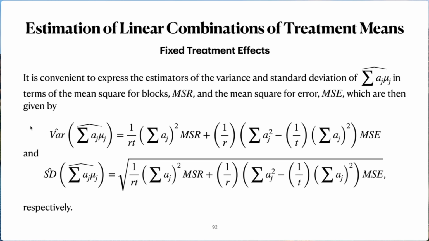Now, it's going to be convenient to re-express these estimators of the variance and the standard deviation of our point estimate of the linear combination in terms of the mean squares that we use to estimate sigma squared sub beta and sigma squared. It'll save us a step in the calculations. And so re-expressing them in terms of the mean square for blocks, MSR, and the mean square error, MSE, we get these expressions here for the estimated variance and the estimated standard deviation for the estimator of our linear combination.